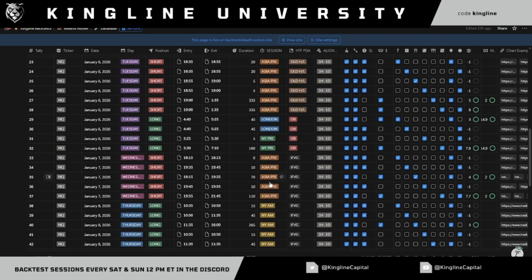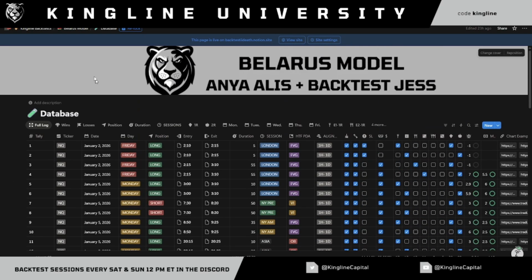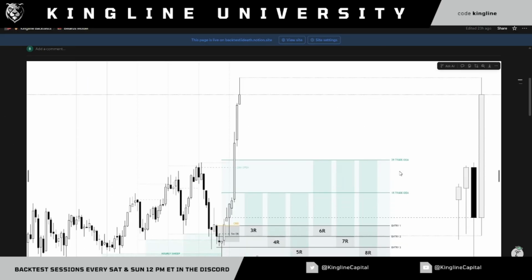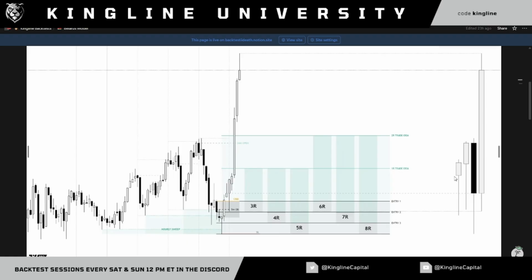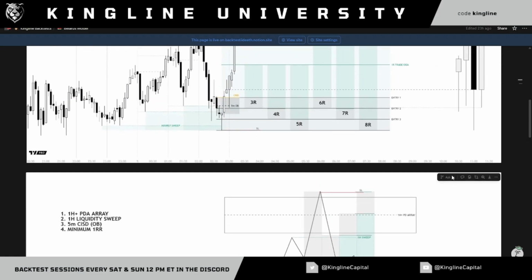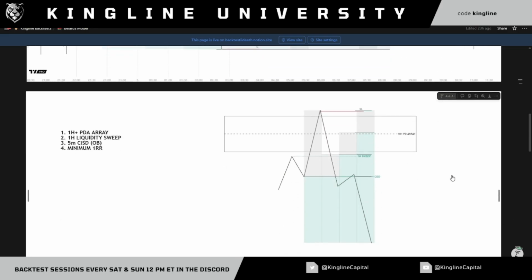So for anyone who needs it, the model that we are backtesting today is Belarus. This consists of a 1 hour sweep, a 5 minute CISD, and then simply taking that trade for 1R or 3R. Sorry, two R.